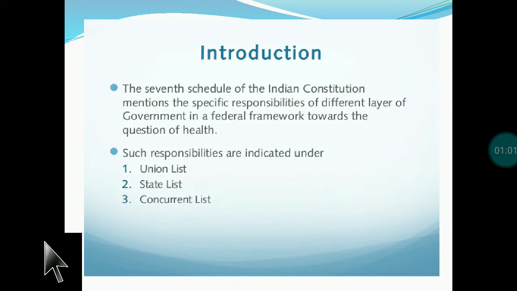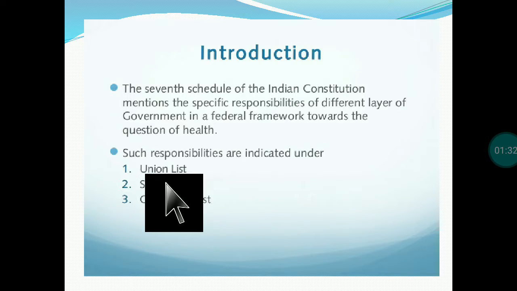Next, we have the 7th Schedule of the Indian Constitution, out of 12 schedules, which mentions the specific responsibilities of the different layers of government as a federal framework. Federal means when the government is dividing its power among the different groups. Such responsibilities are grouped into three categories: the union list, the state list, and the concurrent list.